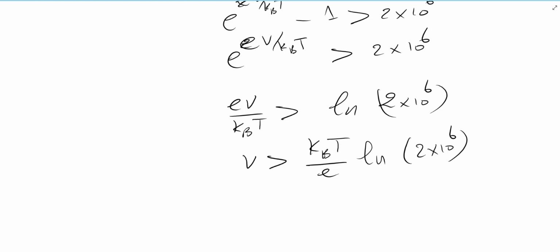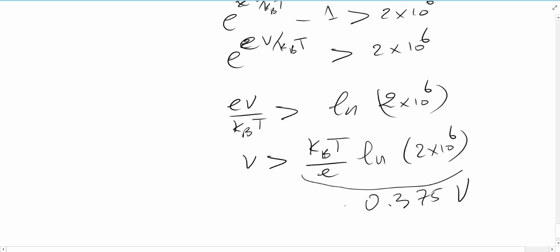That's kB, I'm sorry, times 300 times the natural log, open parentheses, of 2 times 10 to the power 6, close parentheses. The whole thing is divided by, open parentheses, 1.602 times 10 to the negative 19, close parentheses. So if we solve this one, this whole expression is 0.375 volt. So anytime the voltage exceeds this amount, I rounded this number to 0.349.